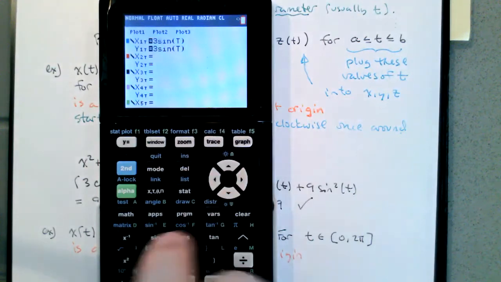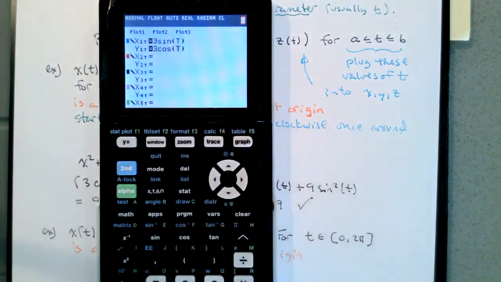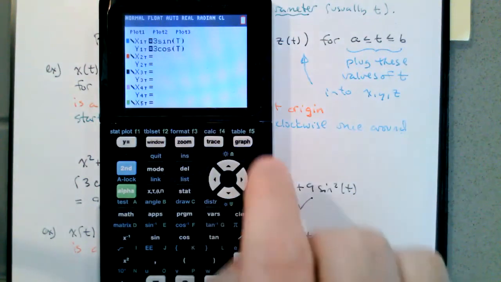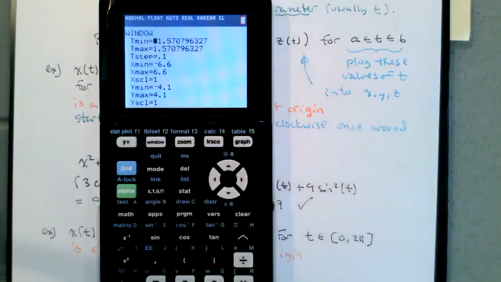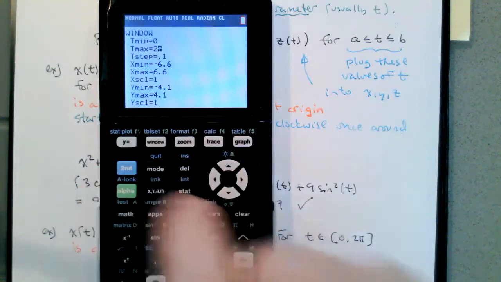So if I switch the roles, we know we're going to get a circle because x squared plus y squared equals 9. That makes a circle. These functions x of t and y of t also fit that description, just like cosine, sine. So let's watch what happens. Oops, let's change our window back to 0 to 2 pi.